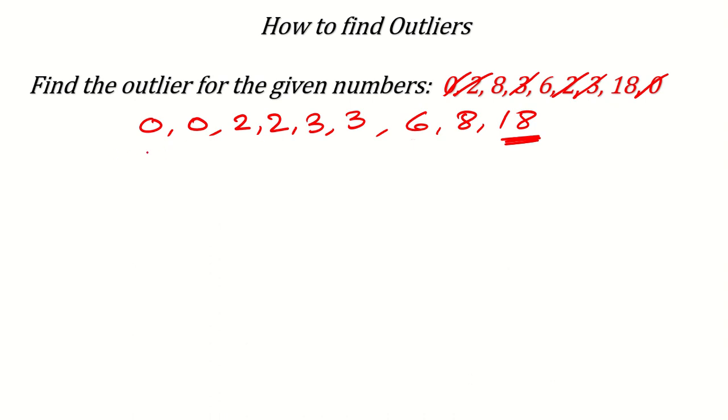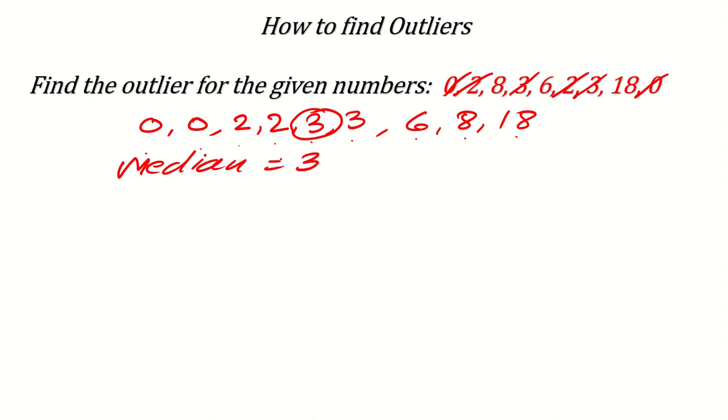How many numbers are there? 1, 2, 3, 4, 5, 6, 7, 8, 9. So there are an odd number of numbers. In the middle, which number will be there? 3 will be the middle number. You check: 4 numbers this side, 4 numbers this side. So 3 is the median, so median will be equal to 3.